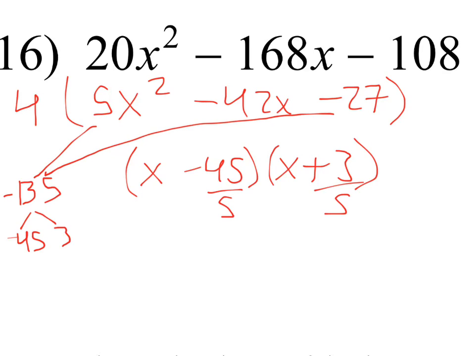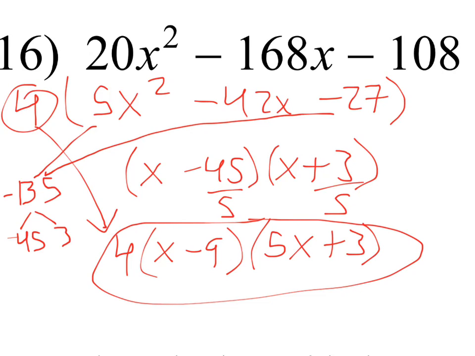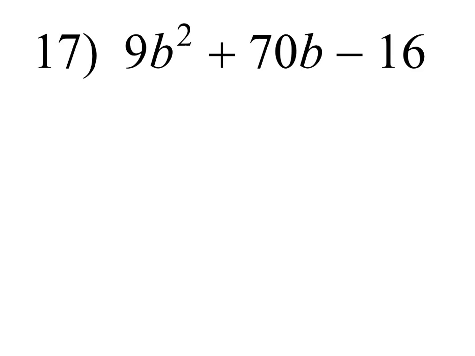So attempt to divide them both by 5. It works in the first one, giving you x minus 9, and in the second one it doesn't, so you pull out the 5 and put it in front of the x, and then the 4 is still going to come right in front. Don't forget about that. It is part of your factoring. But anyway, you'll get this. And moving on to 17.